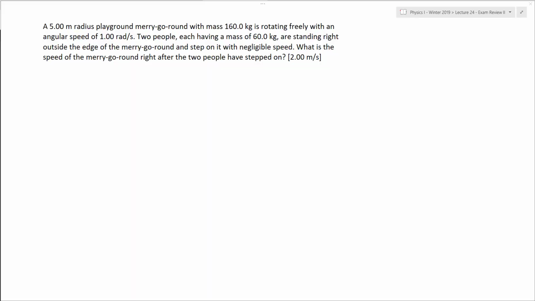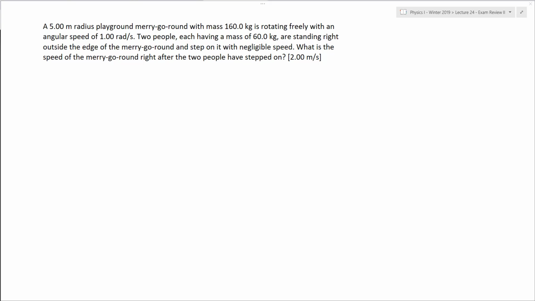A 5-meter radius playground merry-go-round with a mass of 160 kilograms is rotating freely with an angular speed of 1 radian per second. 2 people, each having a mass of 60 kilograms, are standing right outside the edge of the merry-go-round and step on it with negligible speed. What is the speed of the merry-go-round right after the 2 people have stepped on?